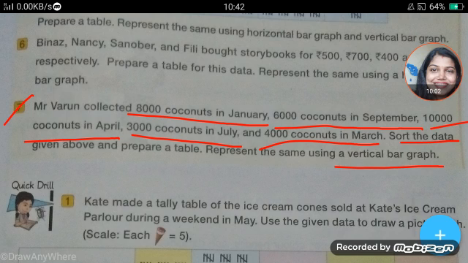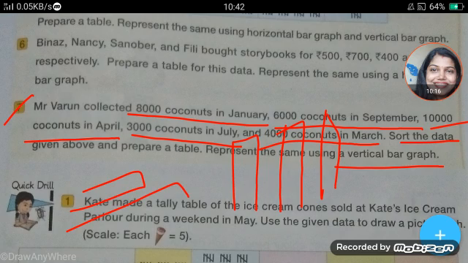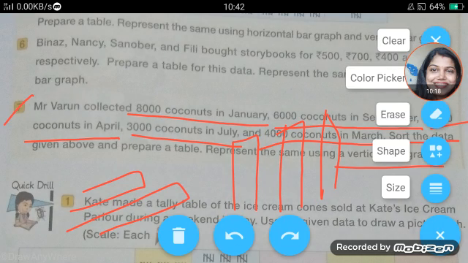So you need to understand first of all the label is in terms of month and the number of coconuts in that month, and this again you have to use a vertical, not horizontal, so your bar will be in terms of vertical like this. Okay, as you know horizontal is like this. So just now we have seen this example, let us just see how to.